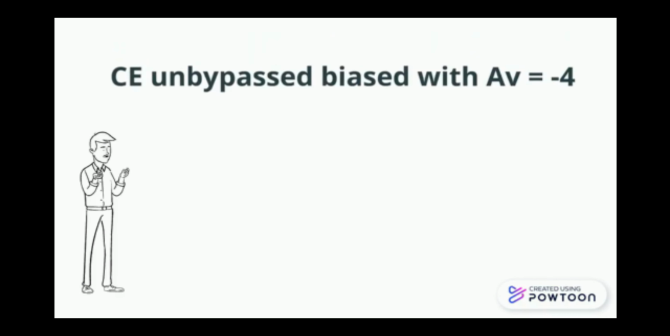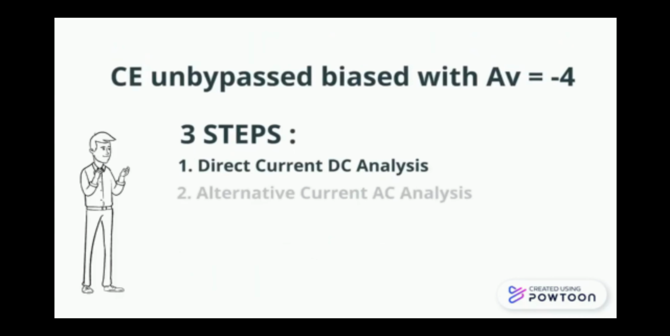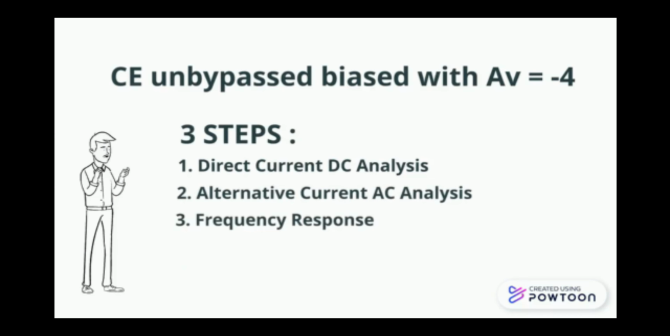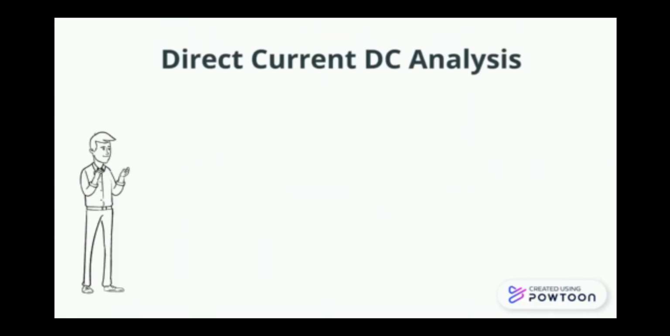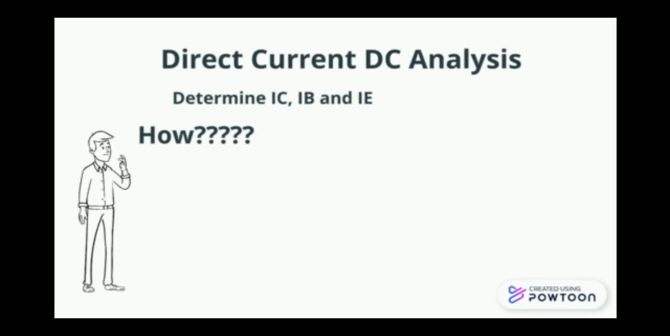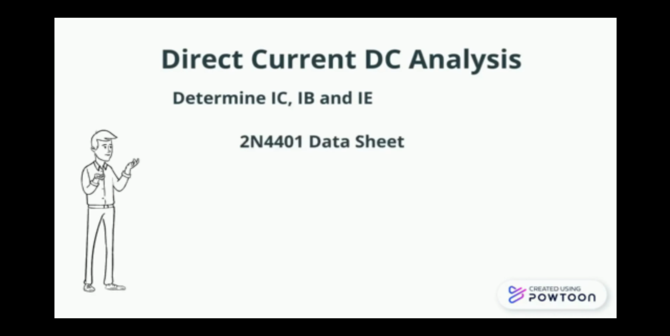Okay, let's go to our main point. How do we want to design a CE unbypassed bias with AV -4? We need to do three steps: direct current DC analysis, alternating current AC analysis, and frequency response. In direct current DC analysis, we need to determine IC, IB, and IE. But how? Oh yes, we can use the datasheet.